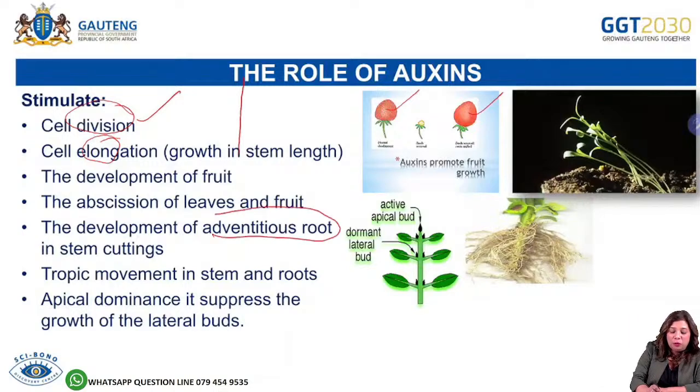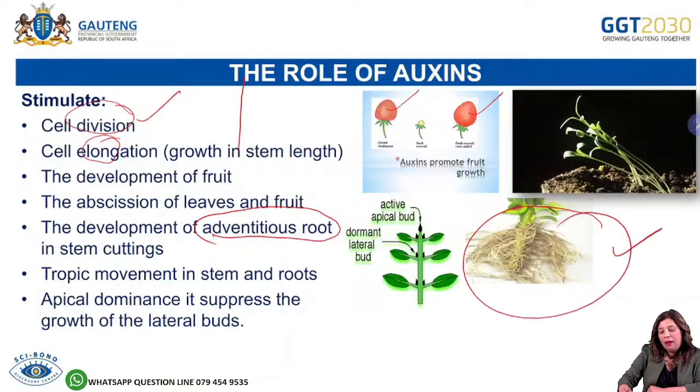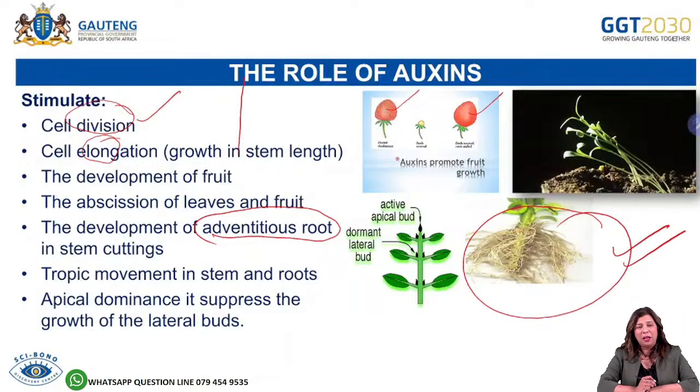Okay, and then the development of adventitious root cuttings. Those of you who don't know, that is why we've got this diagram here. That is an adventitious root system. When you were in primary school, your teacher taught you there's a taproot, a fibrous root, and an adventitious root. We remember an adventitious root is the one that grows directly from the stem. So how do auxins help the adventitious root in stem cuttings?